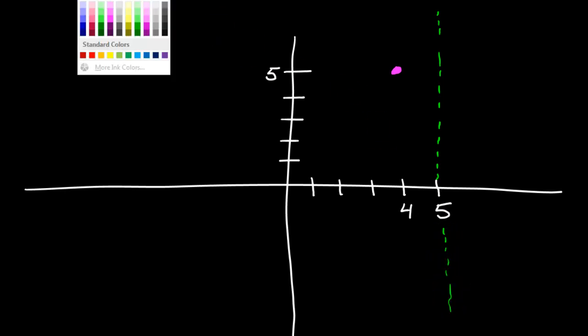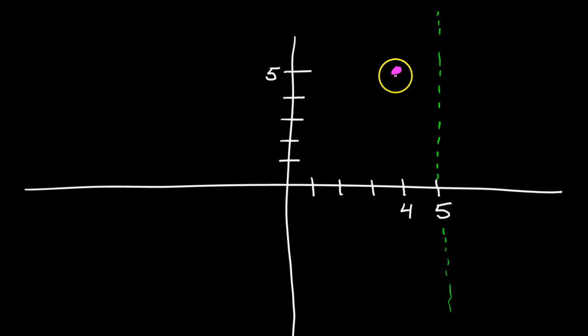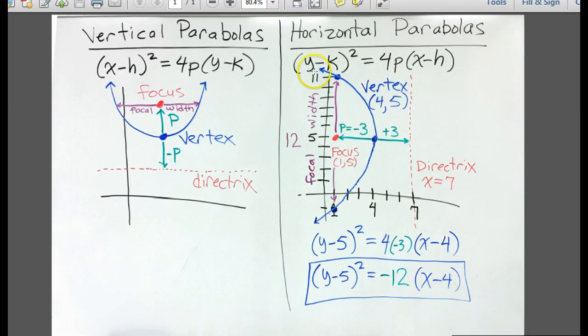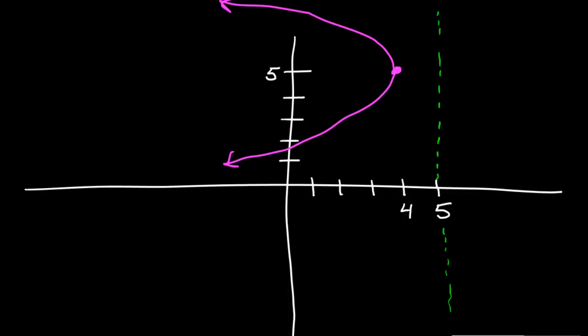So right away, I know that we are talking about a parabola that is facing to the left, like this. Now, because of that alone, I know which model I'm going to choose. A sideways parabola, a horizontal parabola, will always have the y part of the equation squared. So I'm going to use the model that goes (y - k)² = 4p(x - h).